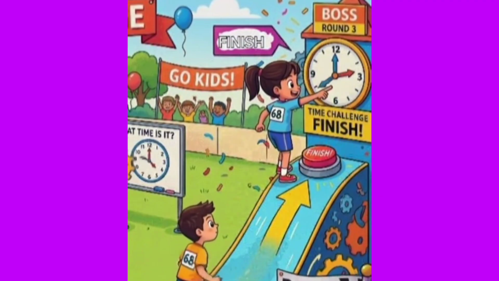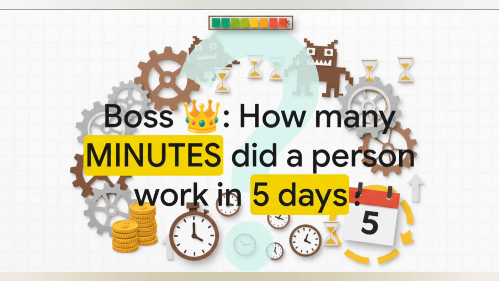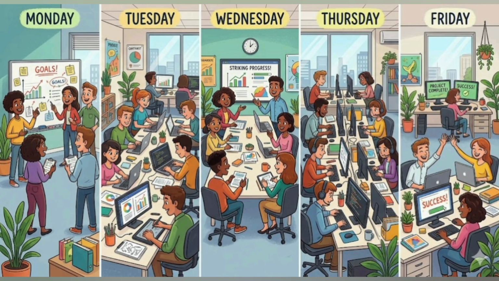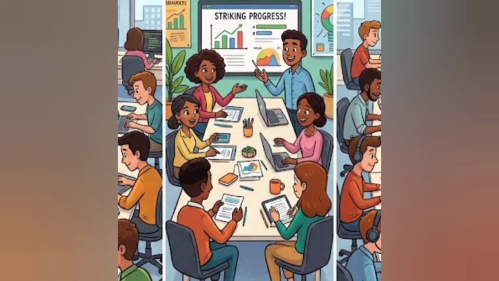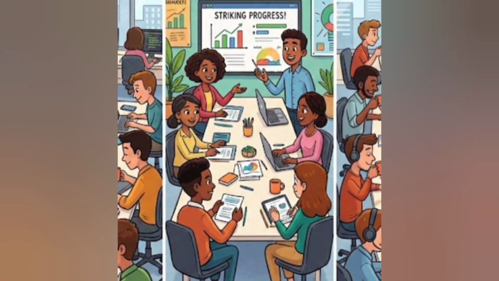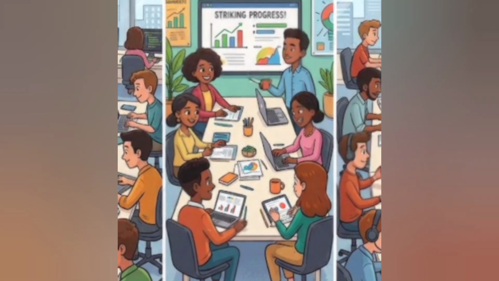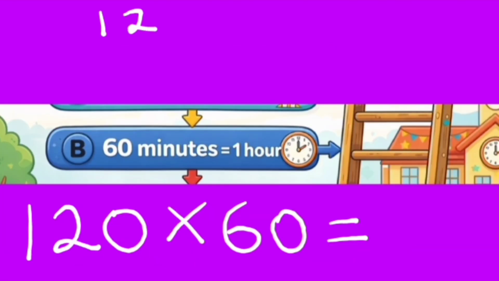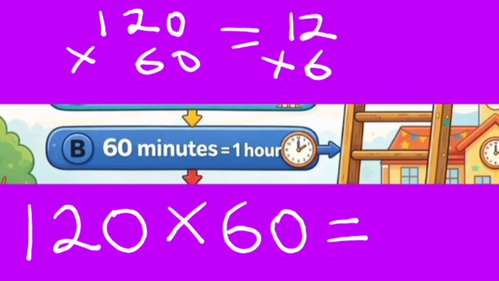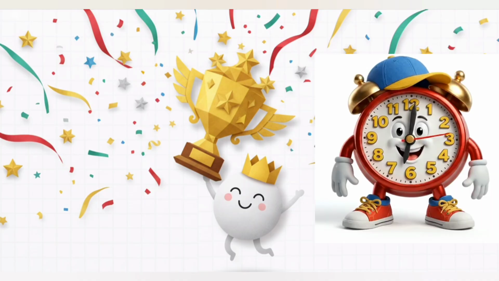This is it, the final boss round. Now this is a two-step problem, so you gotta pay close attention. A person works for 5 days. How many minutes did they work? Hey, this is just like Luna's problem. You already know how to do this. The final answer is 7,200 minutes. You totally nailed it. You did the 2 steps. You turned 5 days into 120 hours, and then you turned those hours into minutes. You did it. Congratulations, you are officially a Time Master Champion.